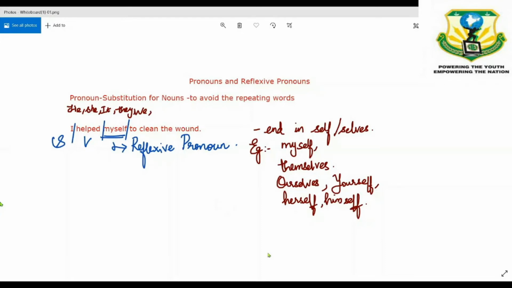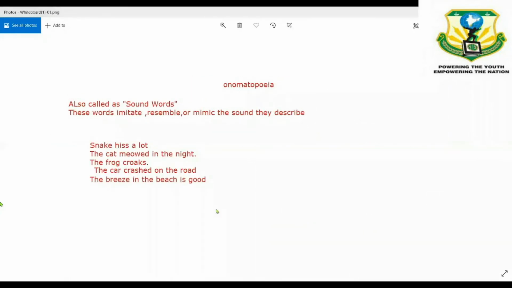Coming to onomatopoeia, it is the way of sound words. So onomatopoeia is also called sound words. These words imitate, resemble and mimic the sound they describe.